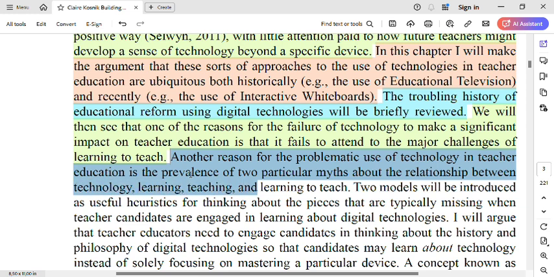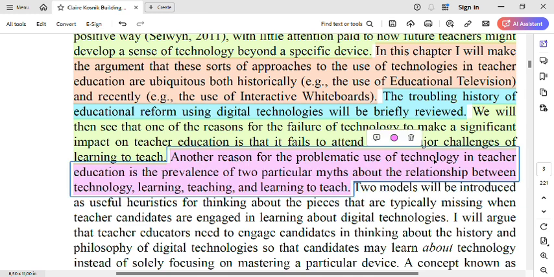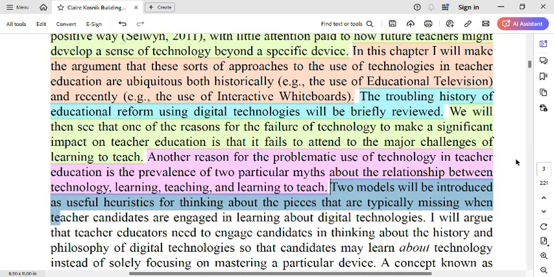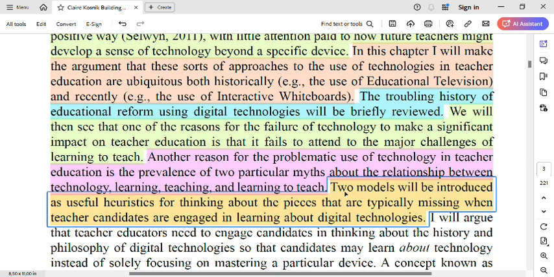Another reason for the problematic use of technology in teacher education is the prevalence of 2 particular myths about the relationship between technology, learning, teaching, and learning to teach. 2 models will be introduced as useful heuristics for thinking about the pieces that are typically missing when teacher candidates are engaged in learning about digital technologies.